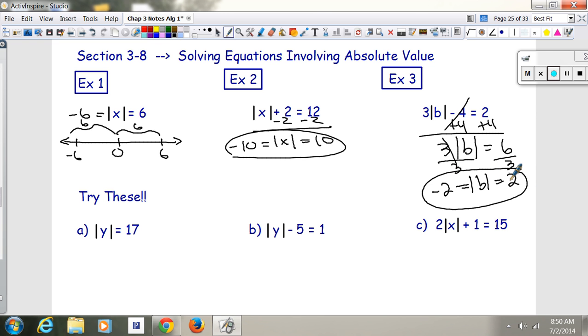The equal signs have to go next to the absolute value sign. Can't put an equal sign next to a 3 over here. That's not going to work. So 2 and negative 2.